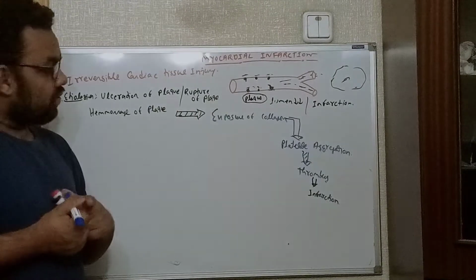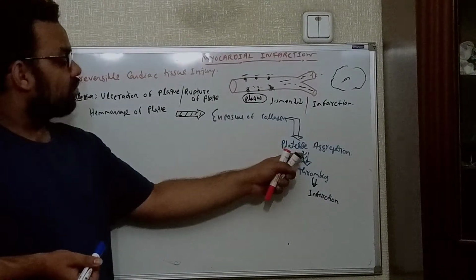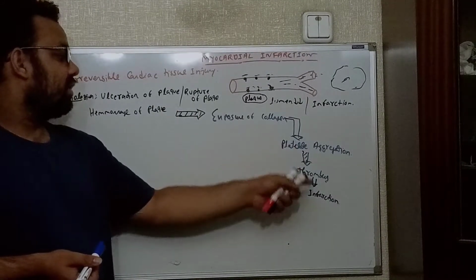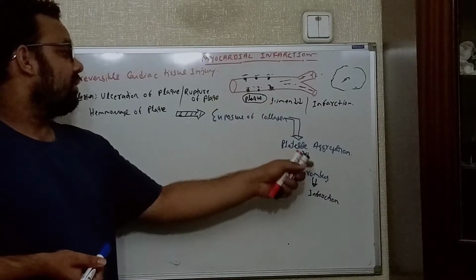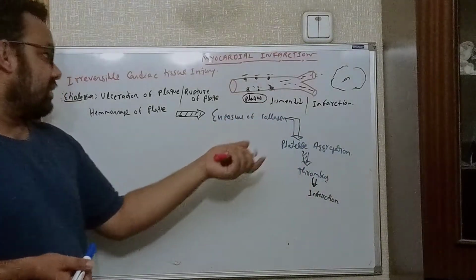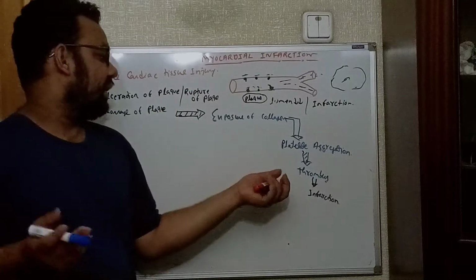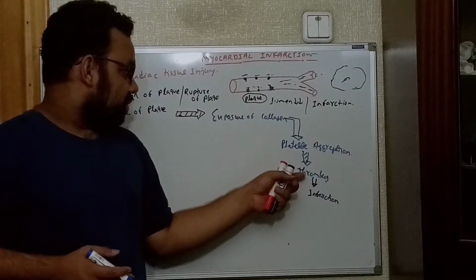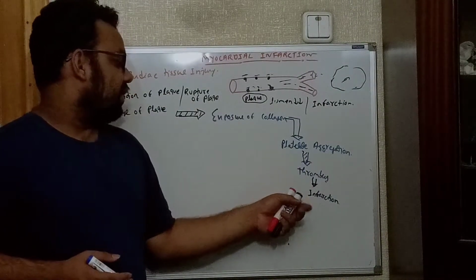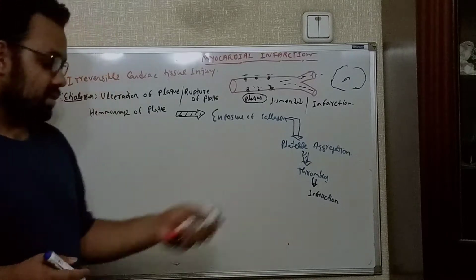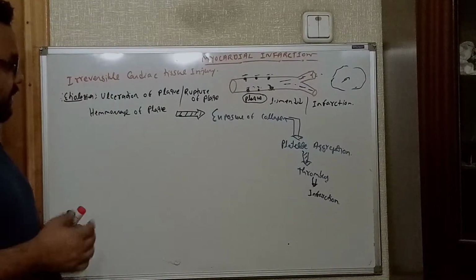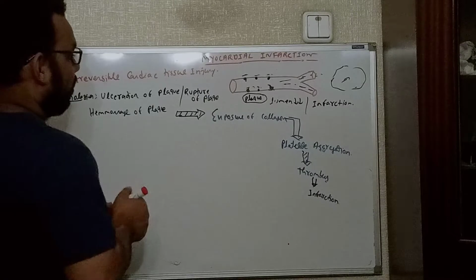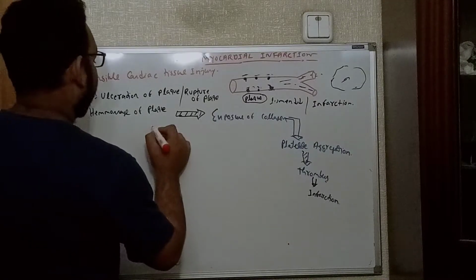Whenever the collagen fiber is exposed, the platelets would love to aggregate there, and along with the platelets, various other things also come to aggregate with them. Ultimately we'll see the formation of the thrombus that will cause infarction of the particular tissue or regions.